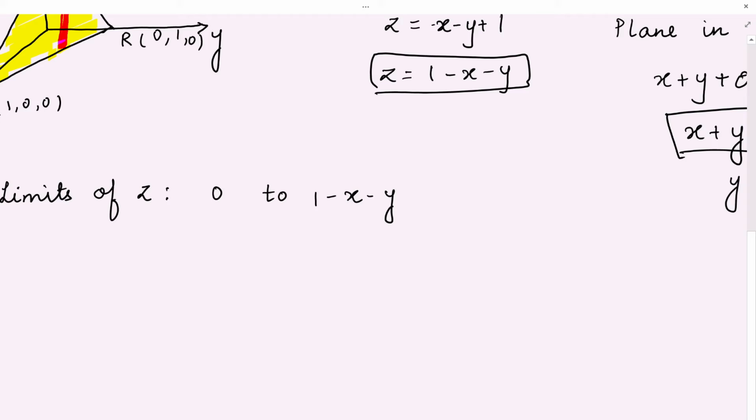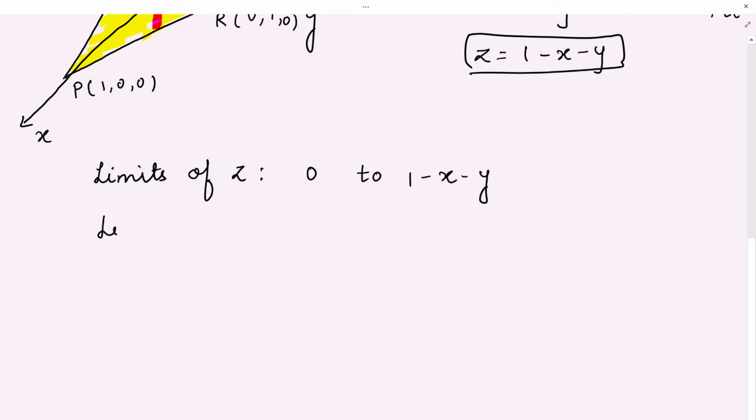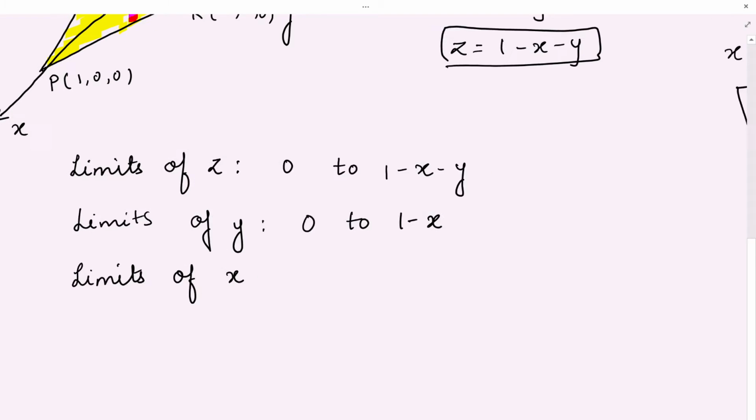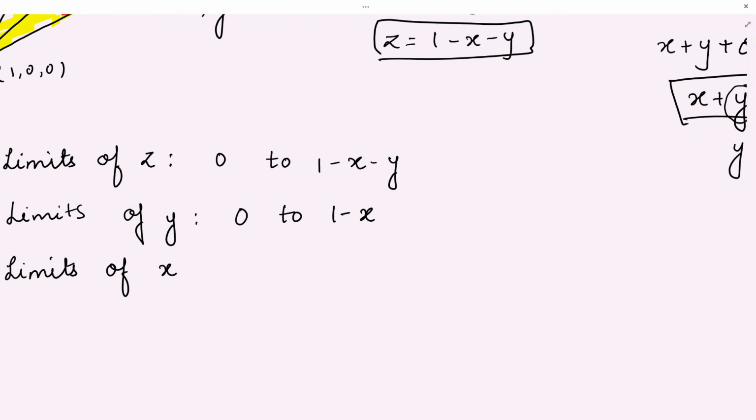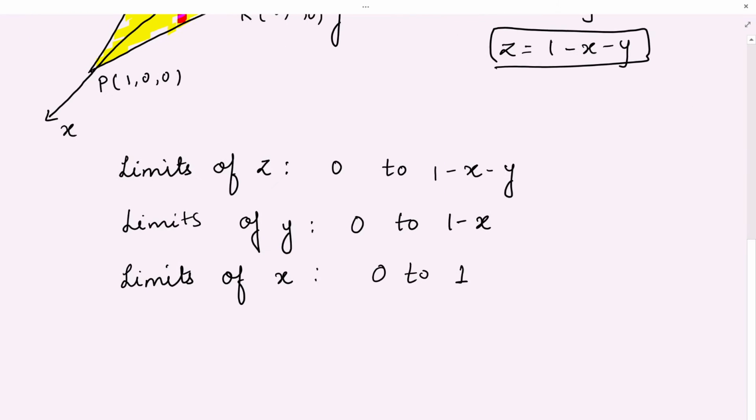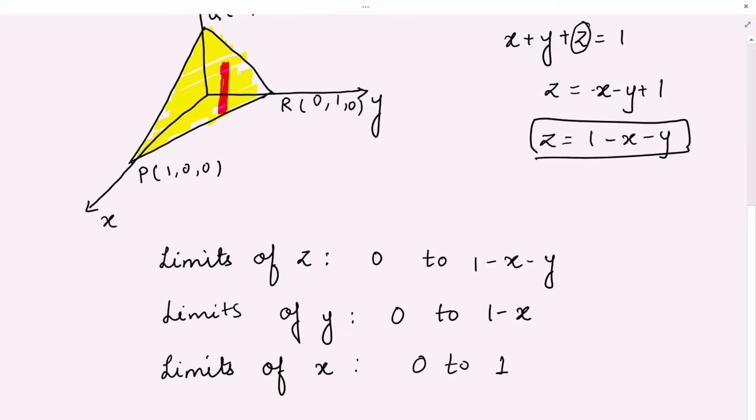So now the limits of y will be 0 to 1 minus x. We have seen the standard limits of tetrahedron as well. And then lastly, the limits of x remain. So it's very simple from here. Y is done. Substitute y is equal to 0. The value of x will be 1. So the outer limits are 0 to 1. So these are my limits of integration.